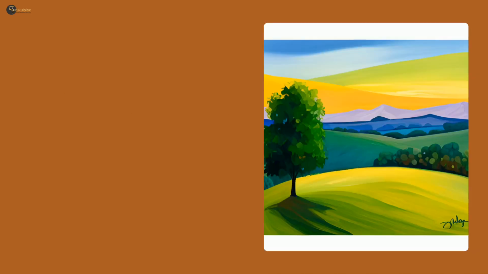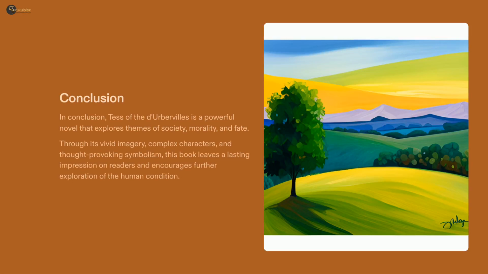It's clear that Tess of the D'Urbervilles is a timeless classic that still resonates with readers. Its vivid imagery and complex characters reflect the struggles of society, morality and fate, allowing us to explore and better understand the human condition. It is a brilliant and impactful tale that has inspired generations of readers.